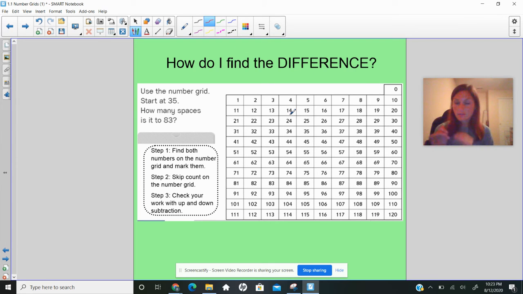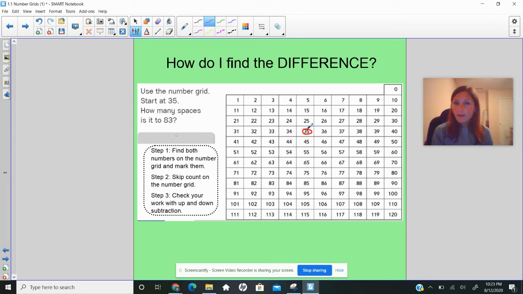Since you're going to be working on several different things today, it might be a good idea if you have out your crayons or your colored pencils, something for you to be able to tell the difference between all the different problems you're working on. So I'm going to use one color here. I'm using red right now. I'm going to start at 35. So I'm going to circle, where does it say 35?